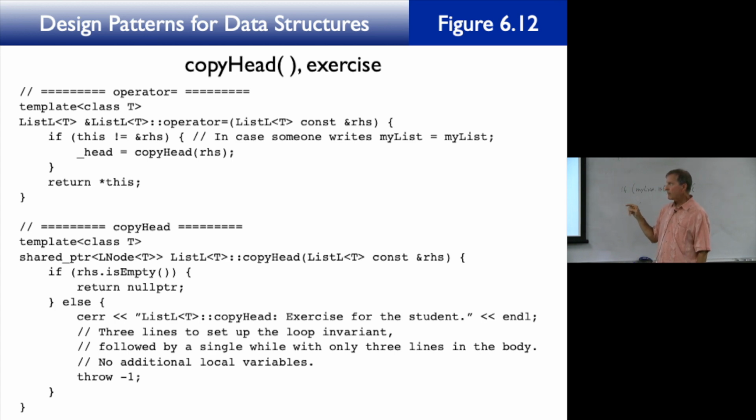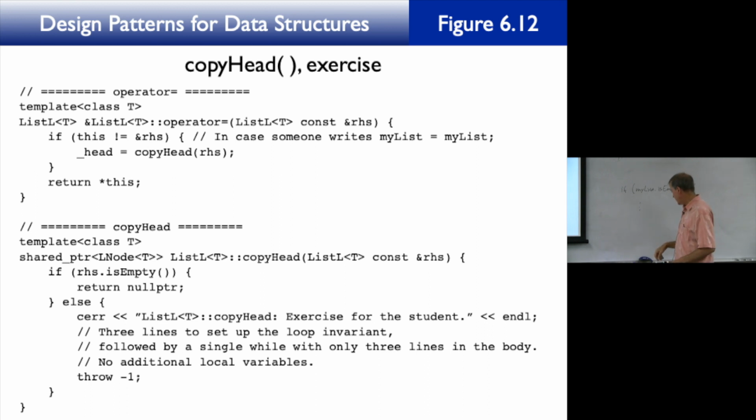We say if this is not equal to the right-hand side. Now, have we talked about what this is? Do you guys know what this is? It's a pointer to the current object. This is a pointer to the current object. All right? And so it's a pointer. And the right-hand side is a list, so ampersand right-hand side is what? The address of that list.